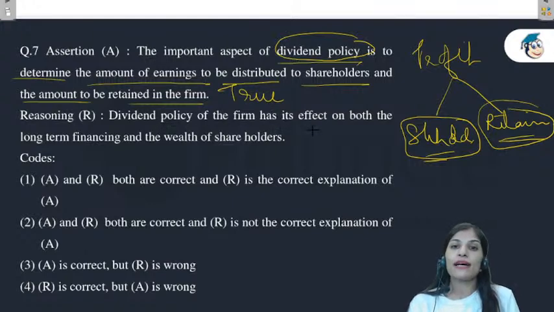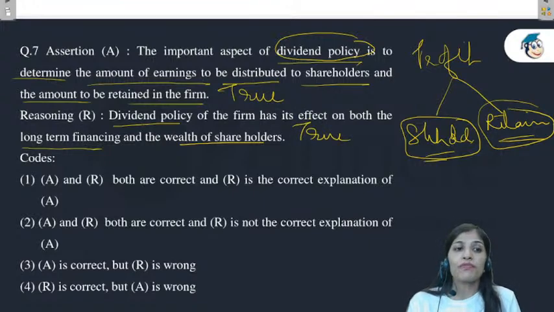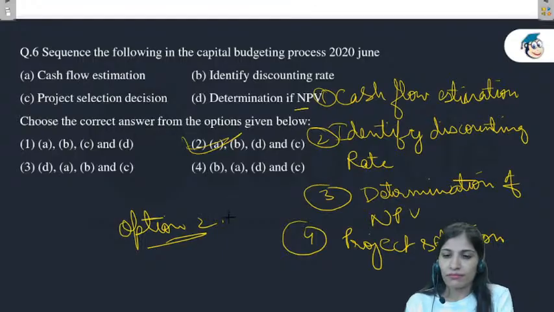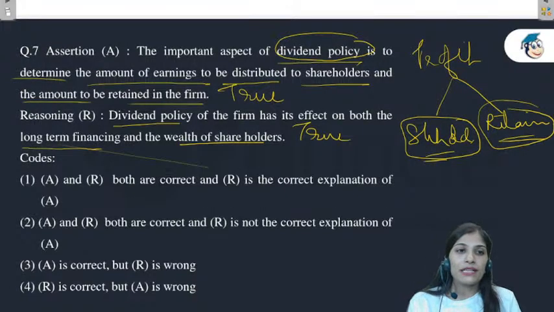Dividend policy of the firm has its effect on both long-term financing and wealth of the shareholders. Yes, again it is true. Dividend policy का इफेक्ट लॉन्ग टर्म फाइनेंसिंग पर भी रहता है और शेयर होल्डर्स की वेल्थ पर भी रहता है, ये हम अच्छे से जानते हैं, तो दैट इज ट्रू. बट क्या ये रीजन इसका करेक्ट है? Yes, this reason is correct. So option number 1 is the answer.